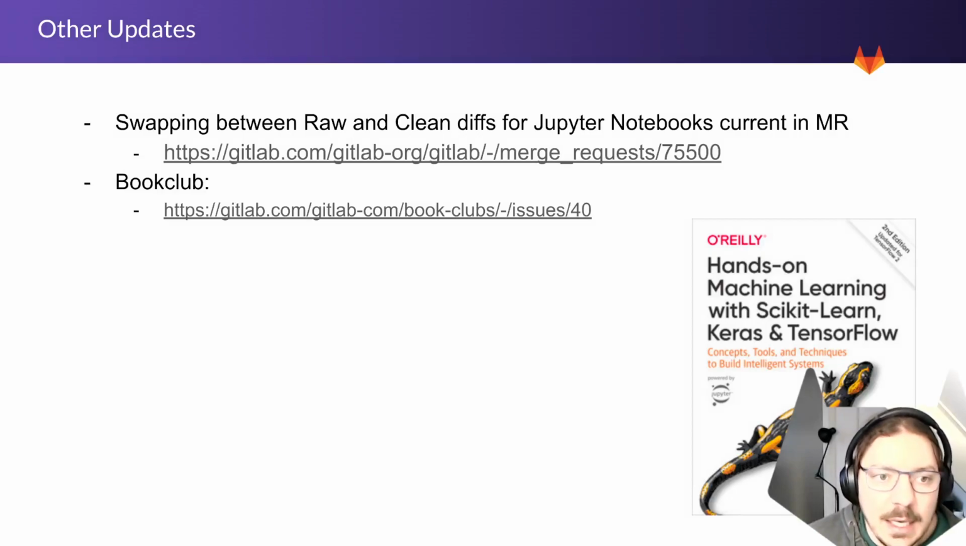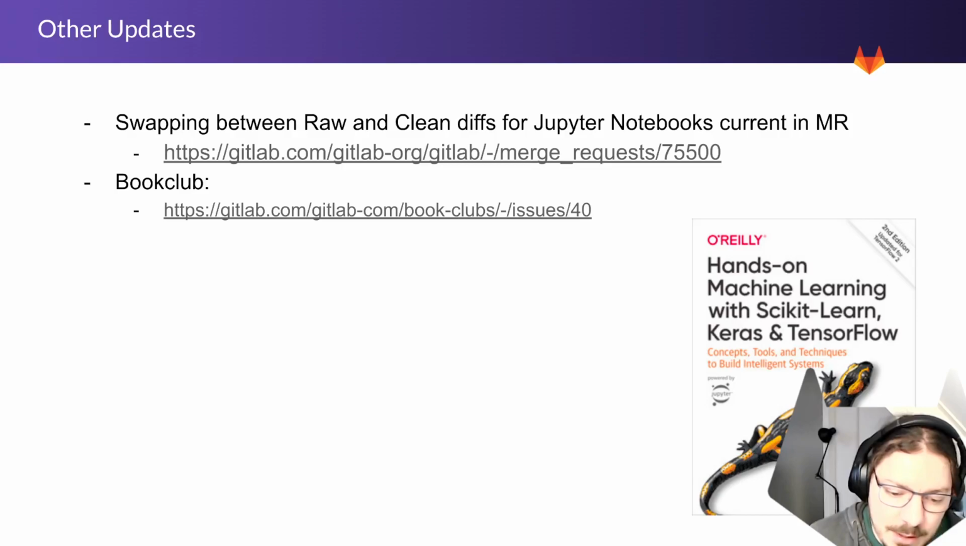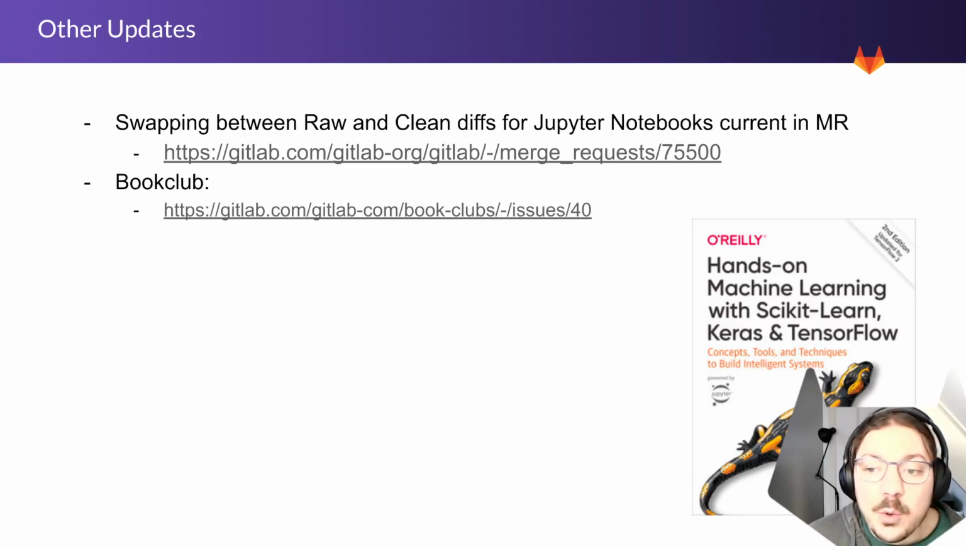Some other updates. Swapping between raw and clean diffs for Jupyter Notebook is already in the MR, and it's going to be hitting 14.9 for sure, at the very least the code for the commit page. Soon this will be on the MR page as well, but this will be hitting production very soon. And we are starting a book club for different engineers in different groups within the company. We'll be reading the book Hands-on Machine Learning. So if you are interested in that, go into the issue and join us for this book club.